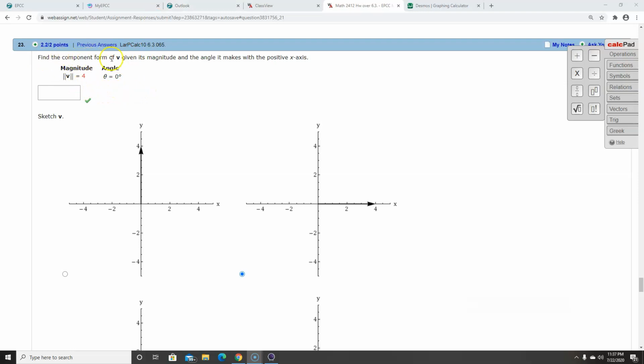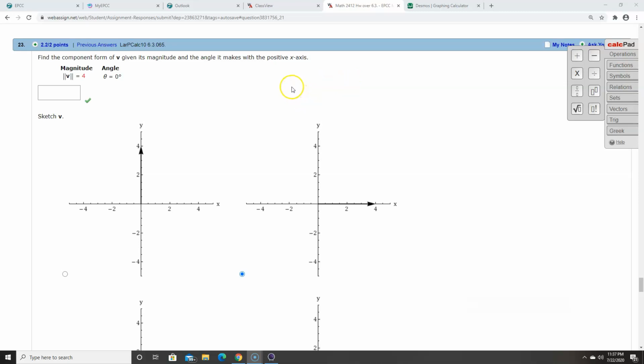23, find the component form of a vector v given its magnitude. The magnitude is 4 units long. We don't have to compute it. And they also give us the angle it makes with the positive x-axis. That sounds familiar. That's what we just talked about in the last problem. The direction angle of the vector.